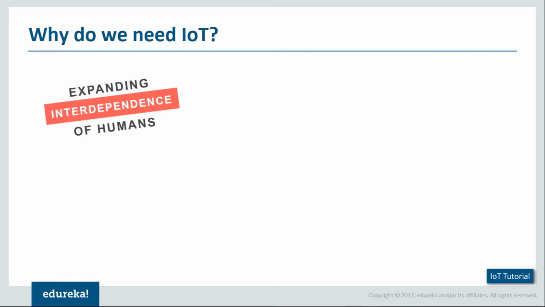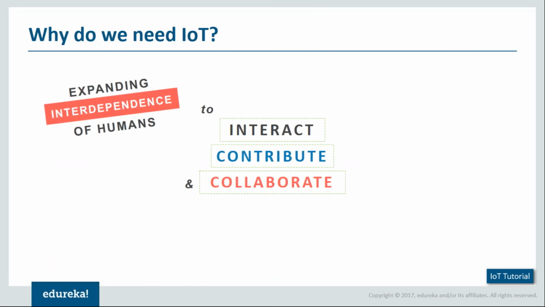Now, Internet of Things basically is expanding the interdependence of humans to interact, contribute, and collaborate with things around us. What do I mean by interdependence of humans? How we depend on each other. Like how I'm explaining this concept to you. If you're not clear, you would reach back to me, you would request me for help. This becomes an interdependence between us. When I'm giving you knowledge, and you're not clear, you come back to me and I help. Similarly, tomorrow, if there's something that you can do for me, I would reach out to you. So we all are interdependent on each other for something or the other.